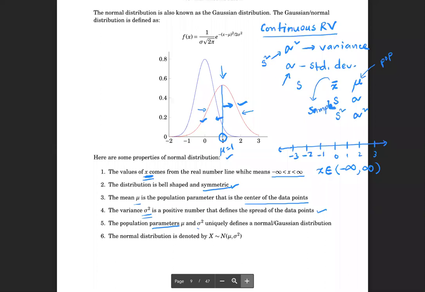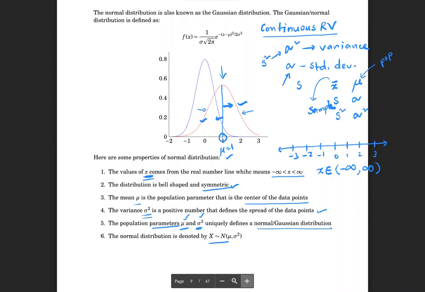And remember this distinction. Now, if you have mu, the population mean, and variance sigma square, it uniquely identifies the normal or Gaussian distribution. That means there is only one such normal distribution with population mean mu and population variance sigma square. And normally we denote it by this symbol.